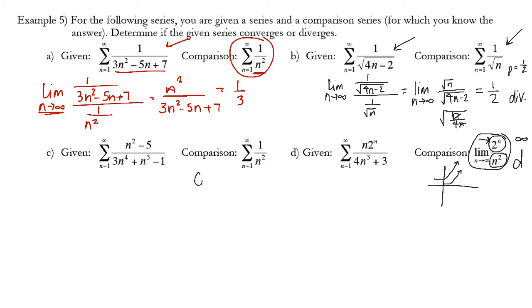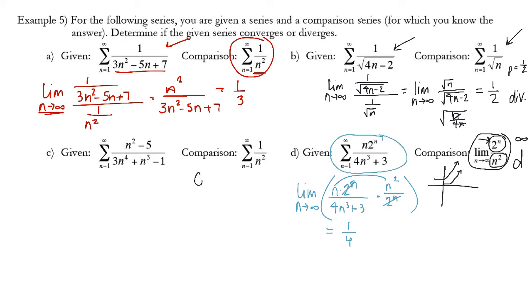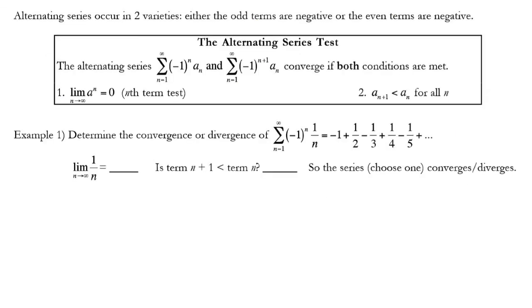So we have our limit. Okay, so we have the limit as n approaches infinity of n times 2 to the n over 4n cubed plus 3, divided by, so I'm going to go ahead and flip this over, n squared over 2 to the n. With some quick algebra, we'll end up with n cubed over 4n cubed plus 3. So this limit value is going to be positive and finite. Therefore, this does exactly what this one over here does. Therefore, it diverges.